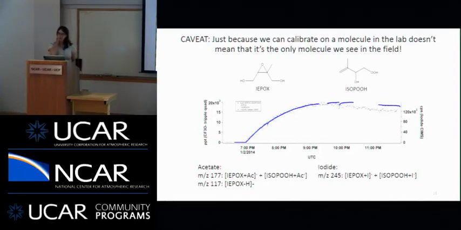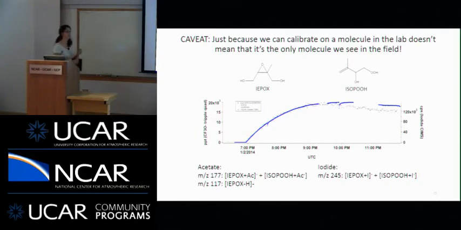And if we're lucky, we can then know a relative ionization efficiency for some other molecules that we have standards of, and we can then calibrate those. However, there is a very important caveat. And that is just because we can calibrate on a molecule in the lab doesn't mean it's the only molecule that we actually see in the field.